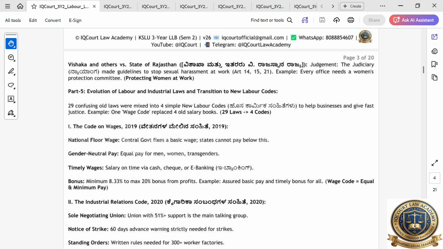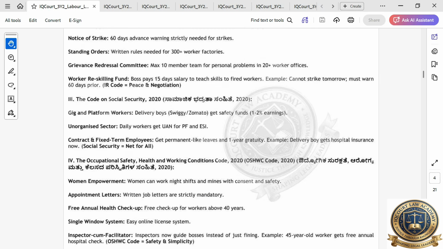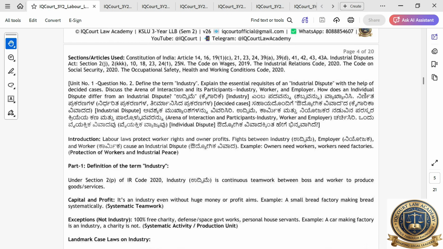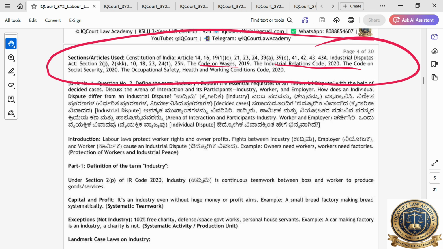So floor wages, these are all changes that came as per the new code. There are so many changes that happened with respect to industrial law. Now we are studying the Industrial Relation Code 2020. What are the changes? What are the things we have included in the Constitution and the Industrial Dispute Act, the old one? First you have to write the Constitution, then the Industrial Dispute Act, then the Code on Wages, the Industrial Relation Code. These are the changes that happened throughout the transition that you have to write.